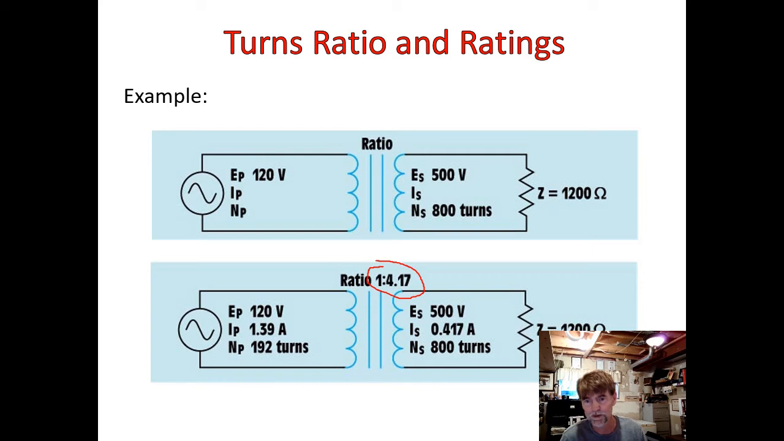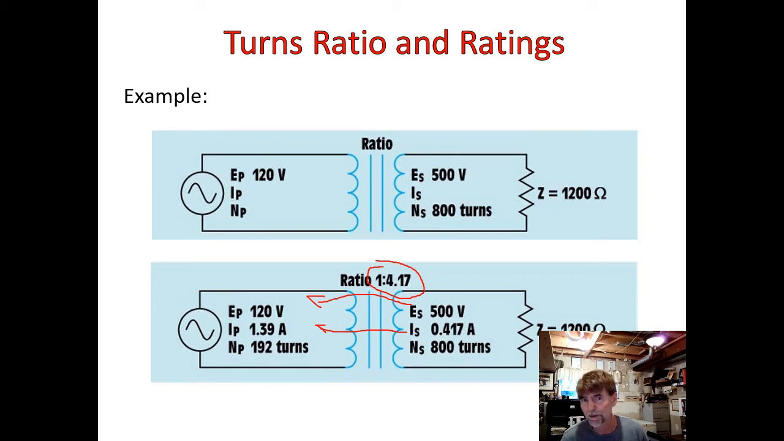Okay, we could go to Ohm's law to find out our secondary current. So we have 500 volts divided by 1200 ohms, which gives us 0.417 amps on the secondary side. Okay, it is going to be larger on the primary side. So working backwards through the transformer, the voltage was reduced, which means that working backwards through the transformer, the current must get increased. And so it increases by this 4.17, giving us 1.39 amps on the primary of our transformer.